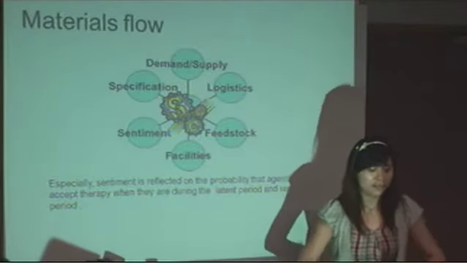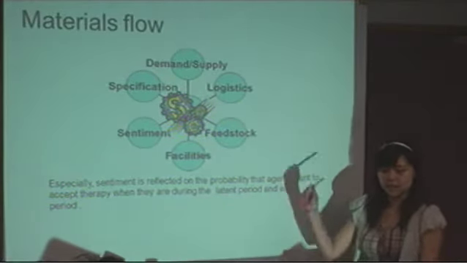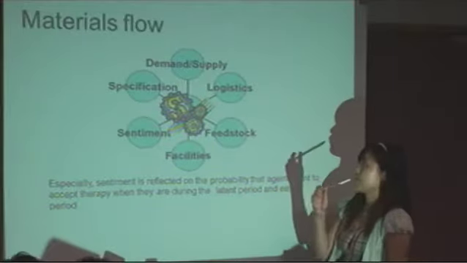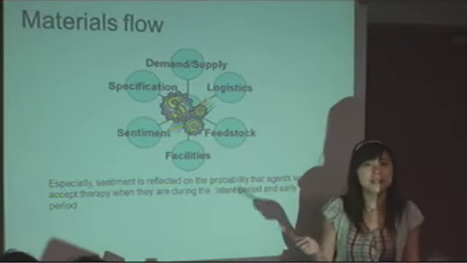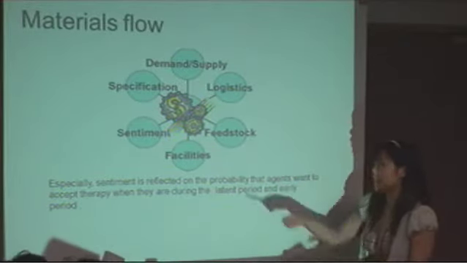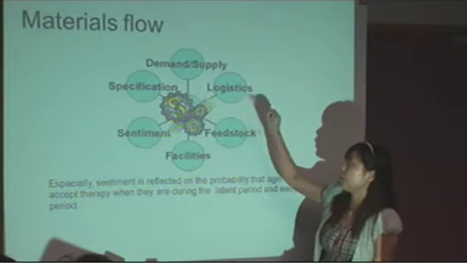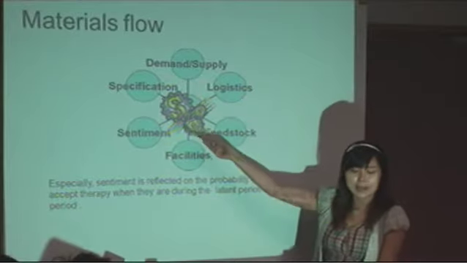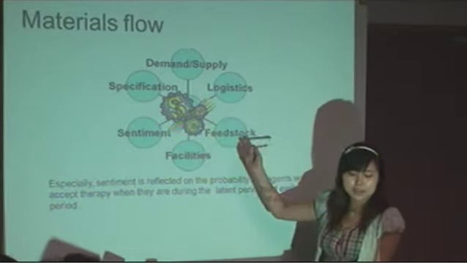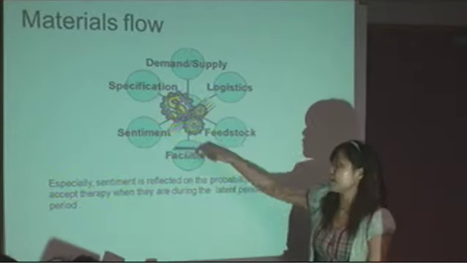Okay, that is another flow, the materials flow. I think for completing the materials flow, it should include a lot of factors like the demand, supply, logistics, feedstock, facilities, and a lot of things.